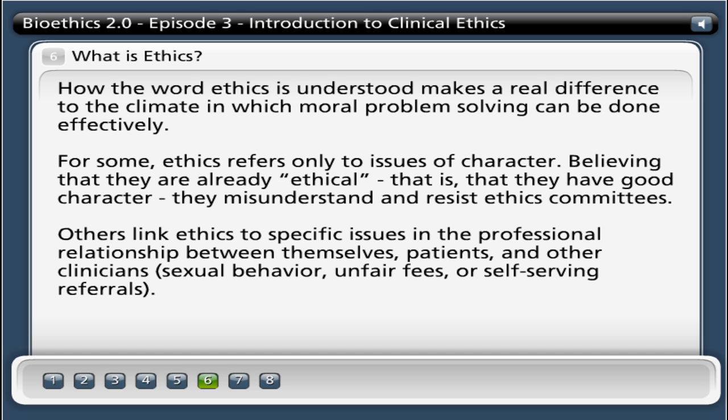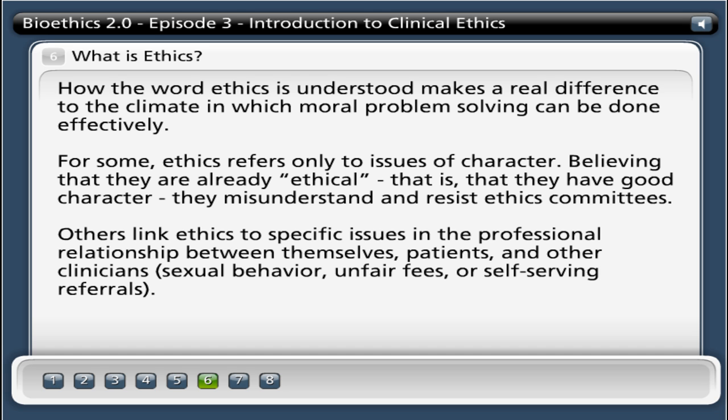For some, ethics refers only to those issues of their particular character. Believing that they are already, quote, ethical, that is, that they have good character, they can misunderstand and resist the work of ethics committees. This is really a misunderstanding of what we're trying to do in clinical ethics.